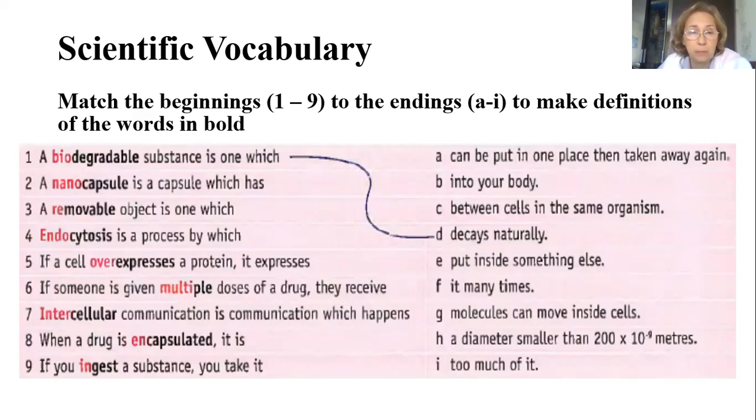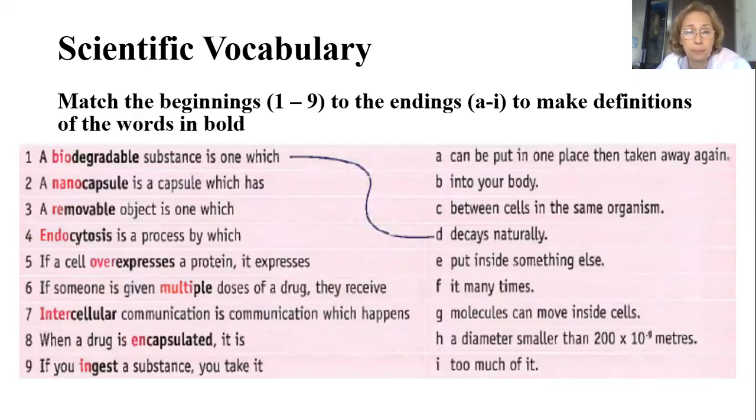So Aidana, number 6, please. If someone is given multiple doses of a drug, they receive it many times. Yes, multiple doses, like many times. They get the doses many times. So multi means many times. Yes.